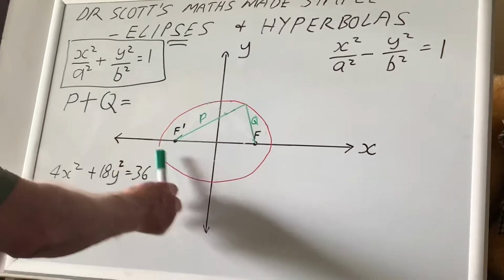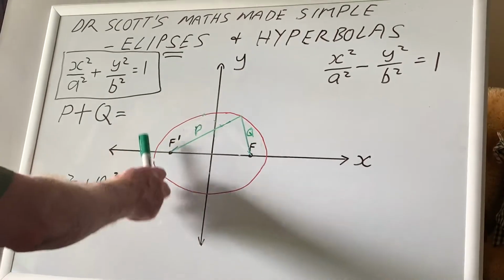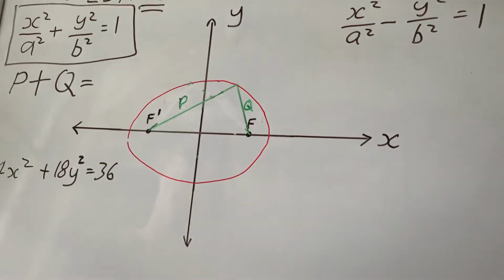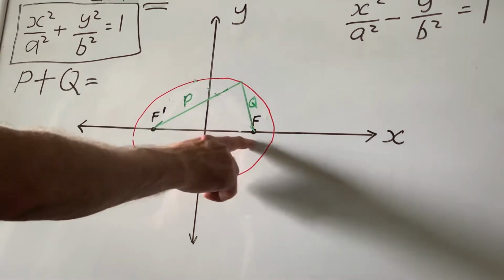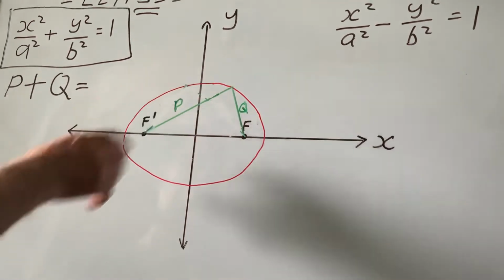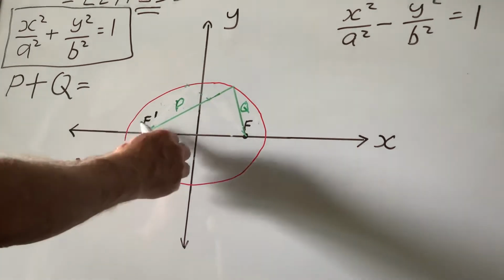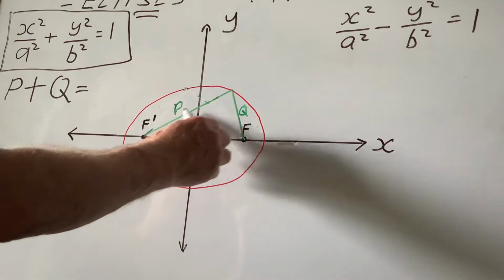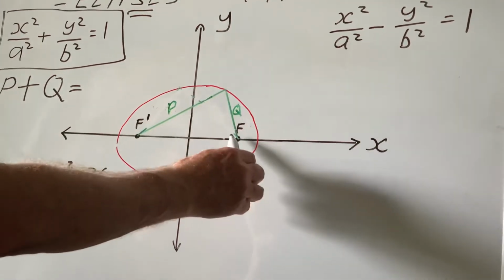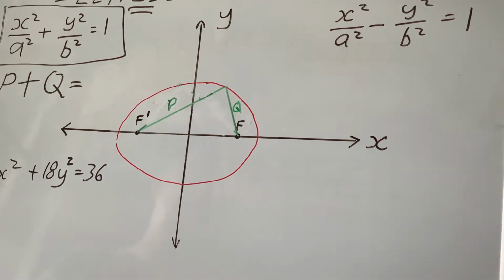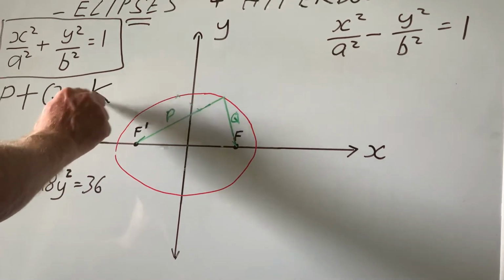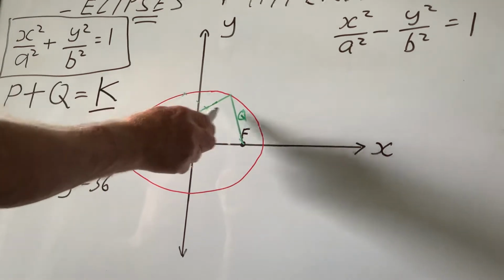An ellipse is an oval shape like that, drawn on a graph with an x-axis and a y-axis. And an ellipse has two foci, focus 1, focus 2, F and F1, whatever you want to call them. If you draw a straight line from one focus up to the edge of the ellipse and then down to the other focus, if you add those two distances together, you'll always get the same number. So P plus Q will always equal a constant. Let's call it K. P plus Q equals K.